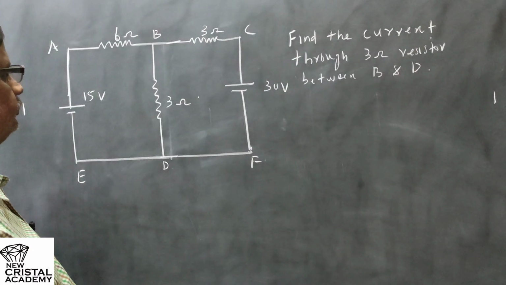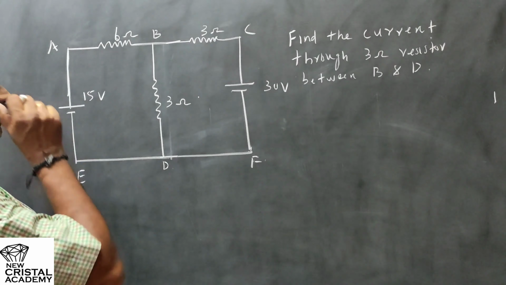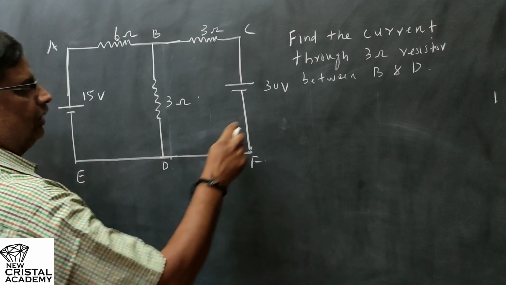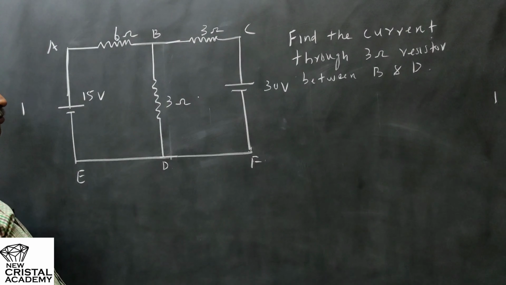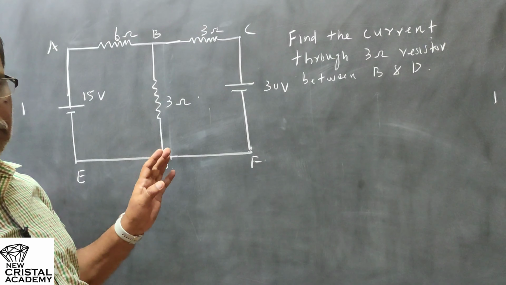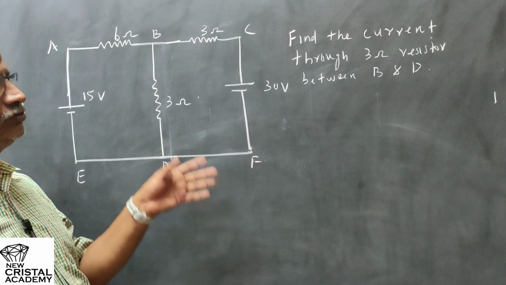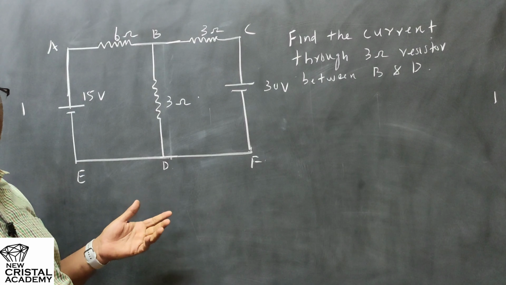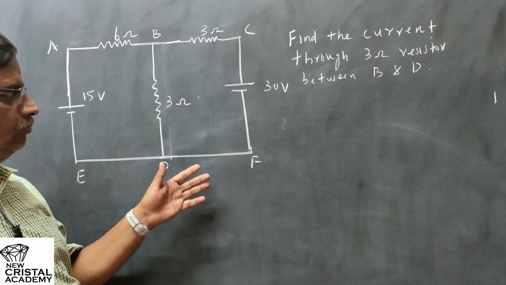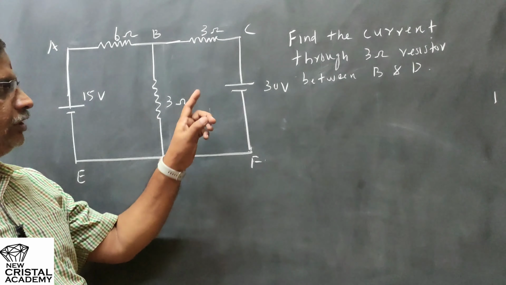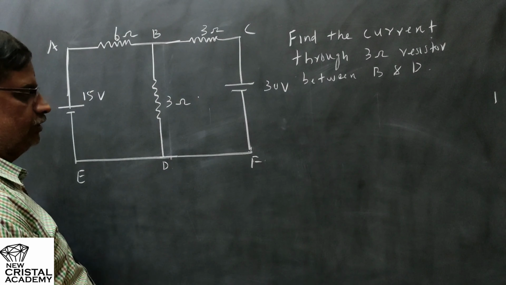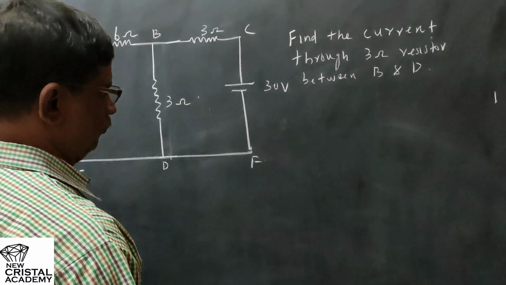So our next question is based on this diagram. We have to find the current in the 3 ohm resistor between B and D. So we will solve this problem in two different ways. First we will solve this by using Kirchhoff's law, which is a conventional method. Then we will solve the same problem by a different method, by considering only one battery at a time.